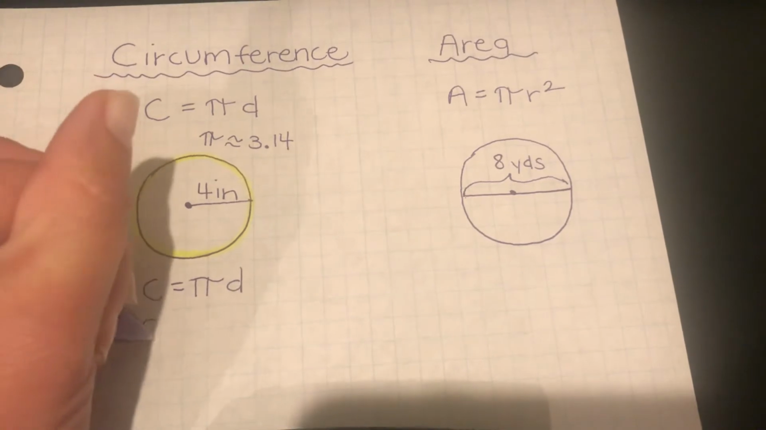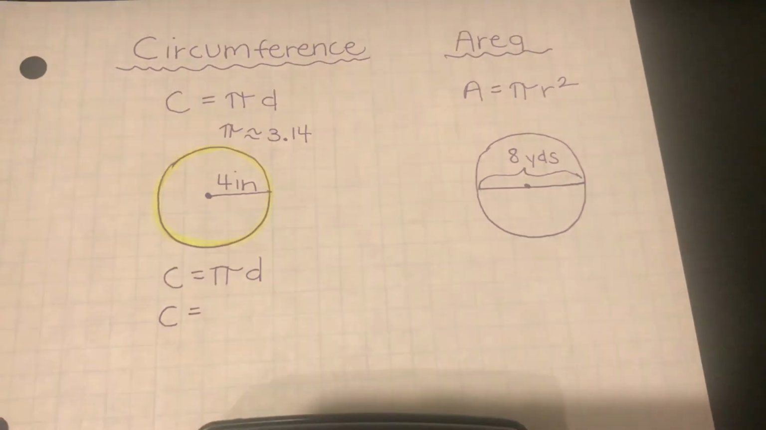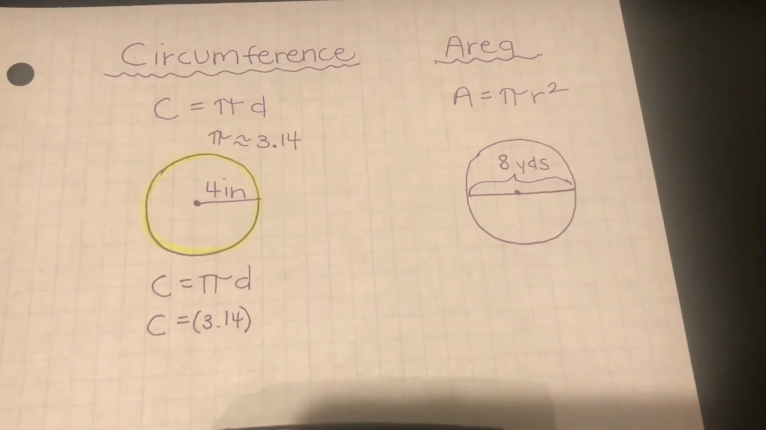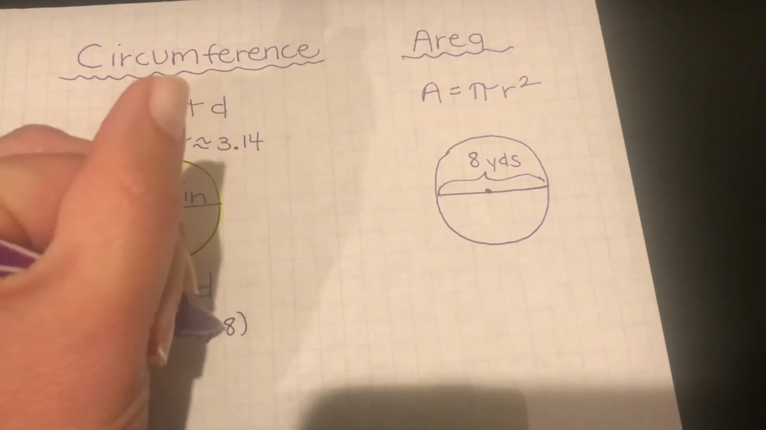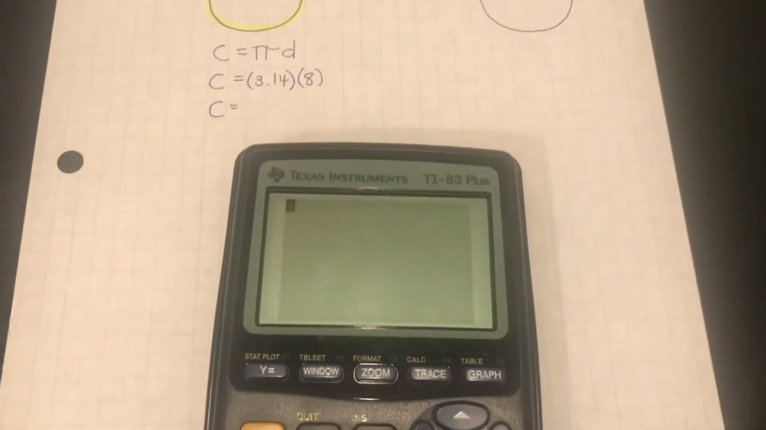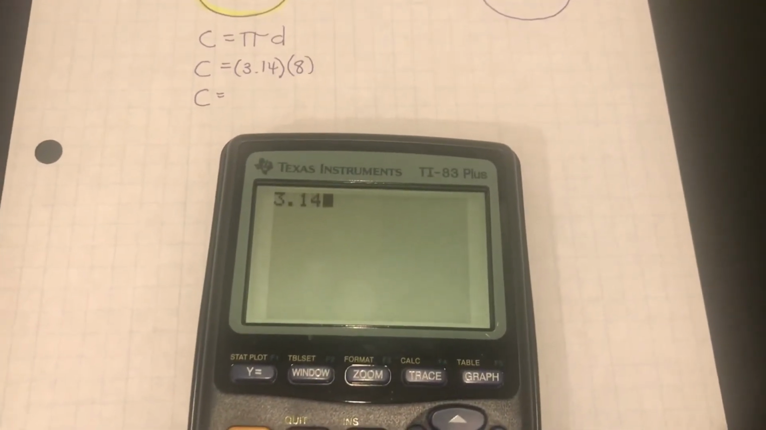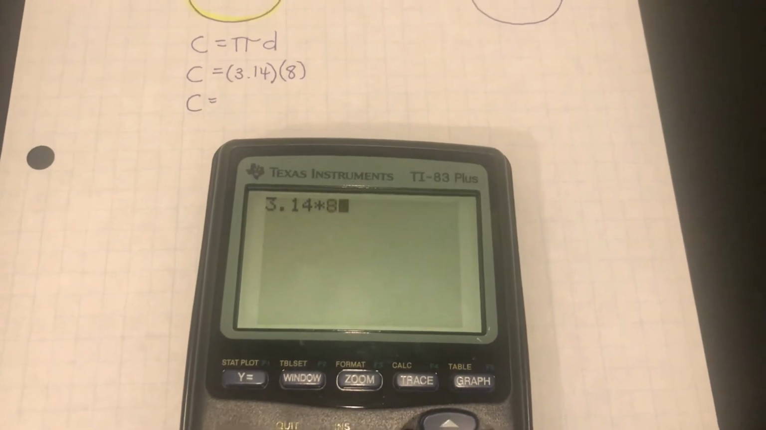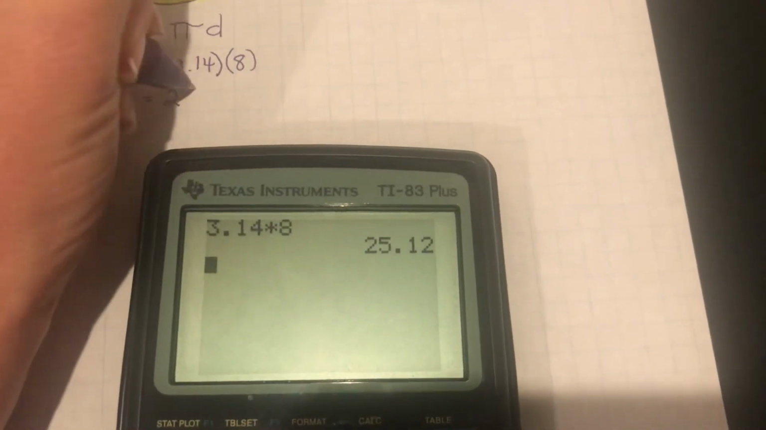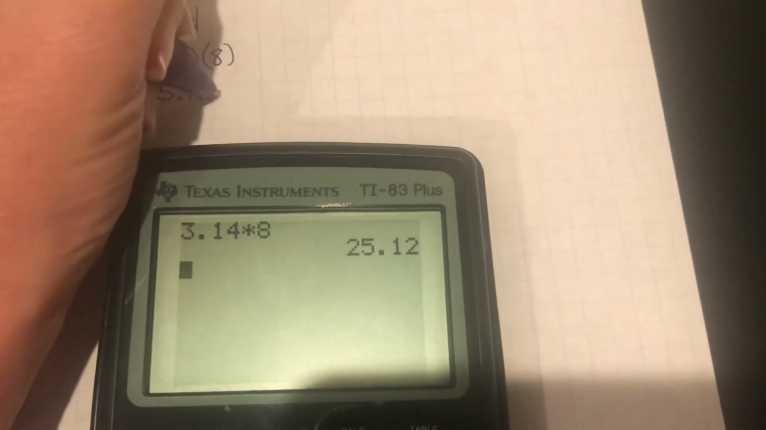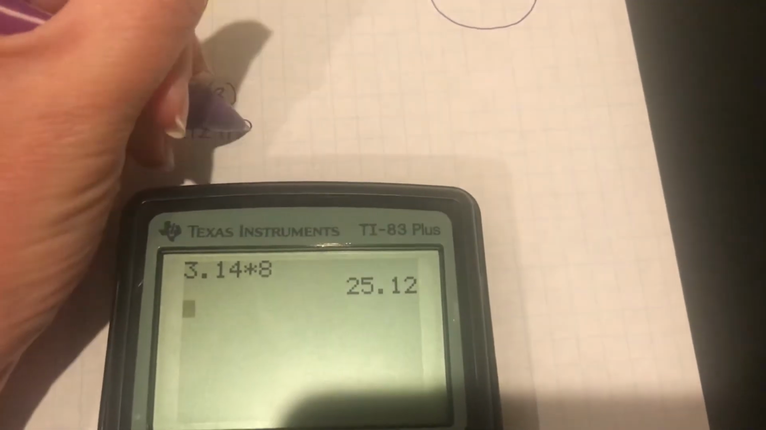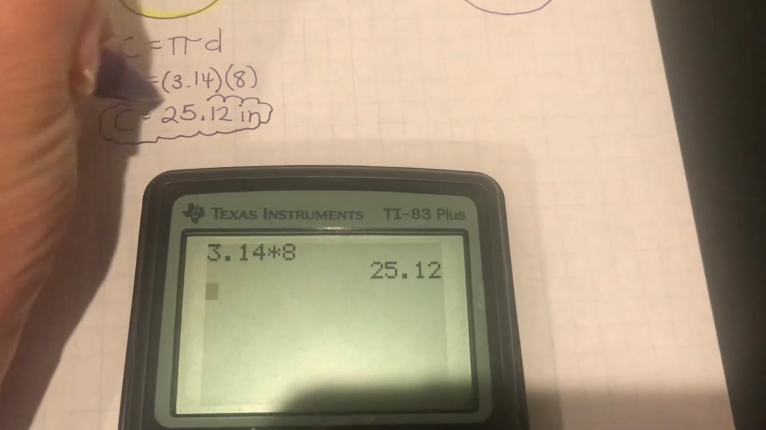So I'm going to plug those values in. I'm trying to find the circumference. I know that pi is approximately 3.14. My diameter of this circle is 8. And so I'm going to multiply those two things together. You can use a calculator for that. So we're going to multiply our 3.14 times 8, and we get 25.12. So my circumference is 25.12 inches. Okay, an answer that they may ask you to round to the nearest tenths, hundredths, or whole number.